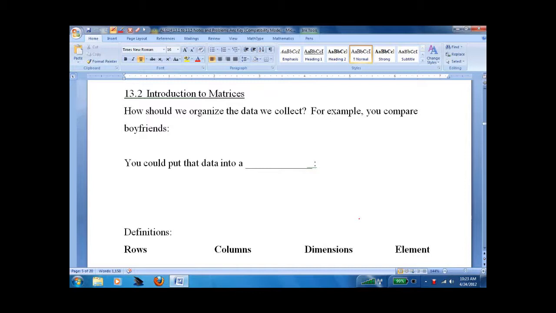Lesson 13.2, Introduction to Matrices. This is where we put our data so we can manipulate it, do things to it. It's one of the simpler lessons you'll do all year.